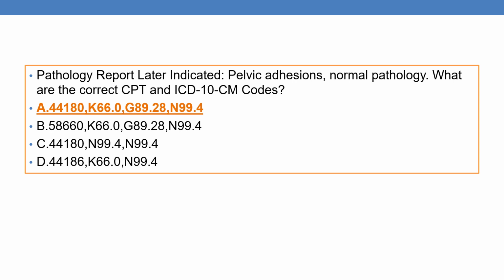If we go for the options, the pathology report later indicated pelvic adhesions, normal pathology. What are the correct CPT and ICD codes? The CPT is 44180 and the ICD codes are K66.0, G89.28 and N99.4. So option A is the correct answer for this particular case study.